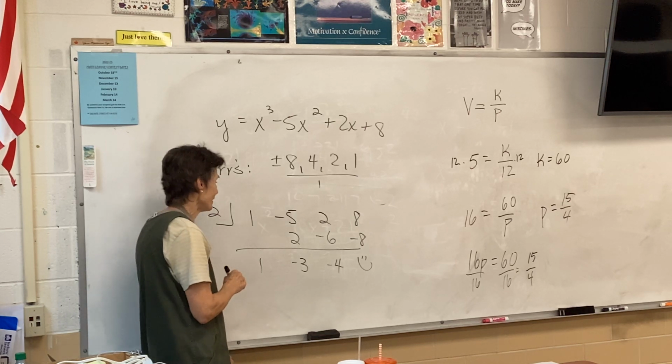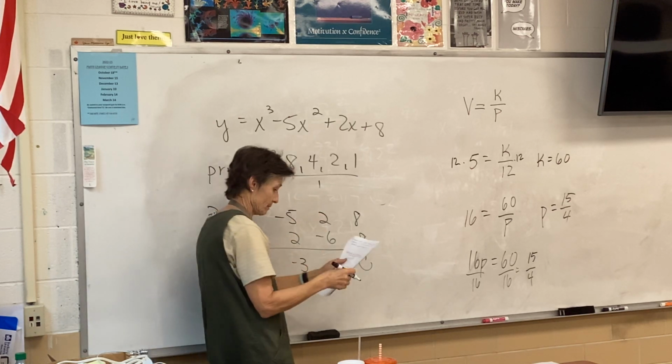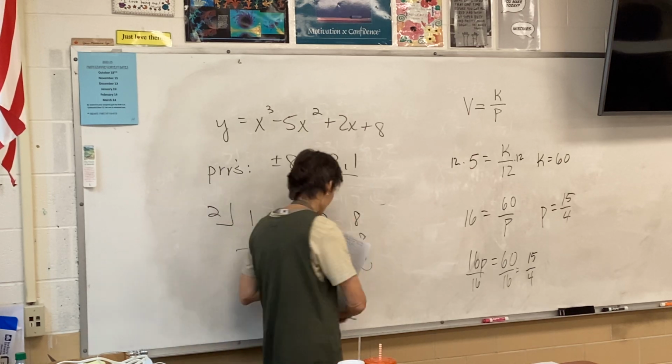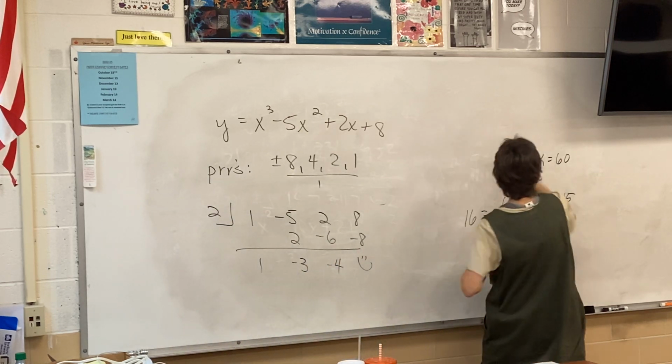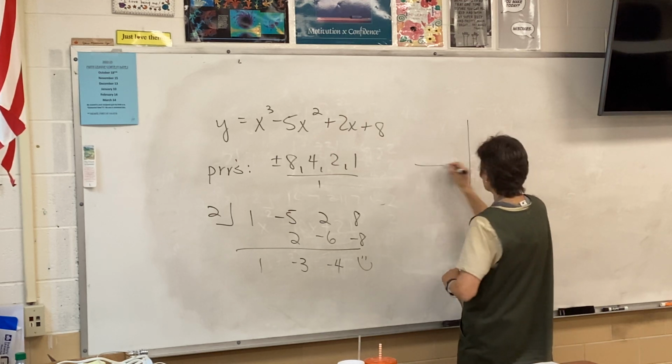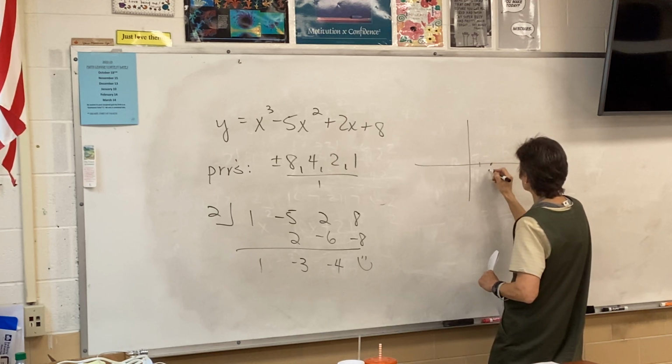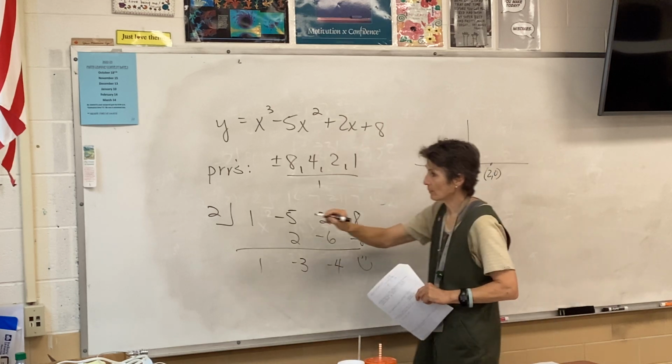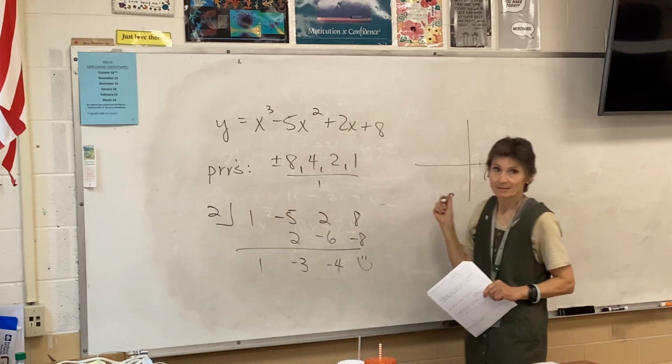So I am going to graph this. So I'm going to go ahead and set my graph up over here. It tells me that one of my x-intercepts is 2. This number right here is an x-intercept, 2.